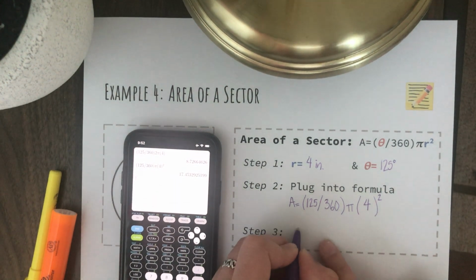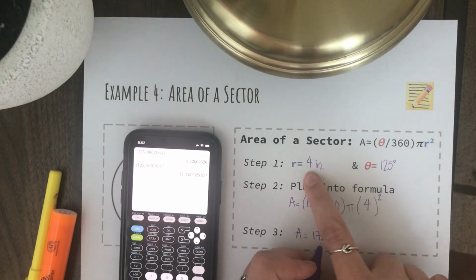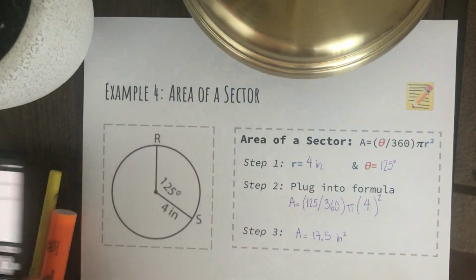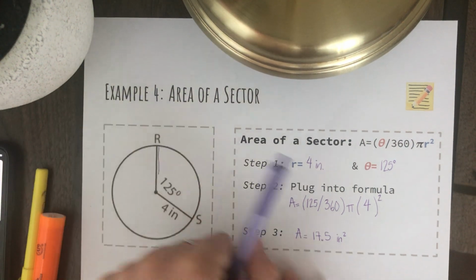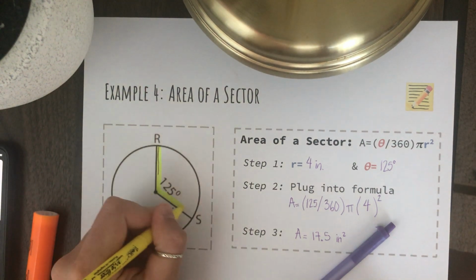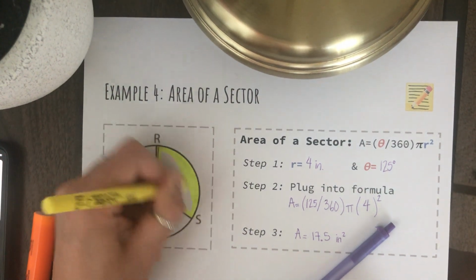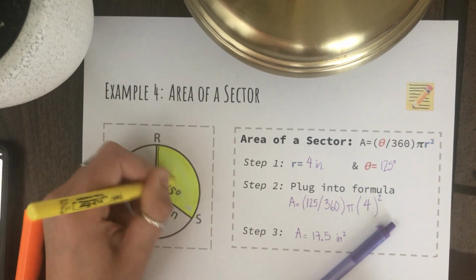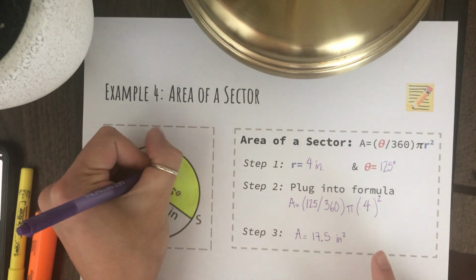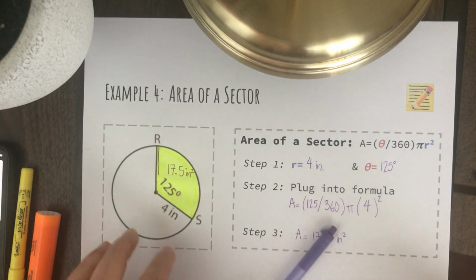So I'm going to write my area equals 17.5, and since this circle is in inches, I'm going to write inches squared. This means that the area of, I'm going to go ahead and highlight the borders of it yellow, the area inside just this one section of the circle, the area of just the yellow part, is 17.5 inches squared. Okay, and that is how you do these kinds of problems.